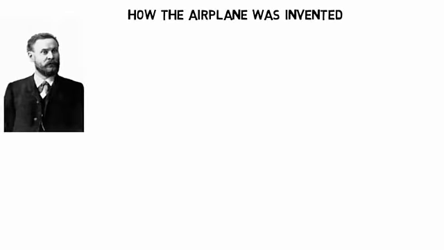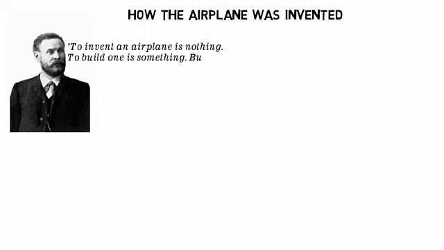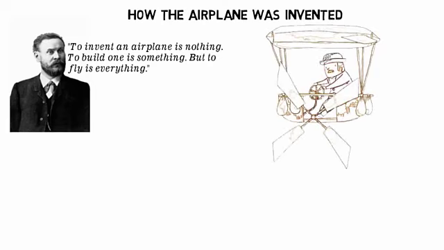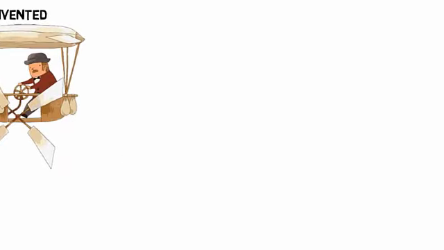How the airplane was invented. A German engineer, Otto Lilienthal, said, "To invent an airplane is nothing. To build one is something. But to fly is everything." Indeed, the forefathers of aviation did not believe the skies will be mankind's limit.